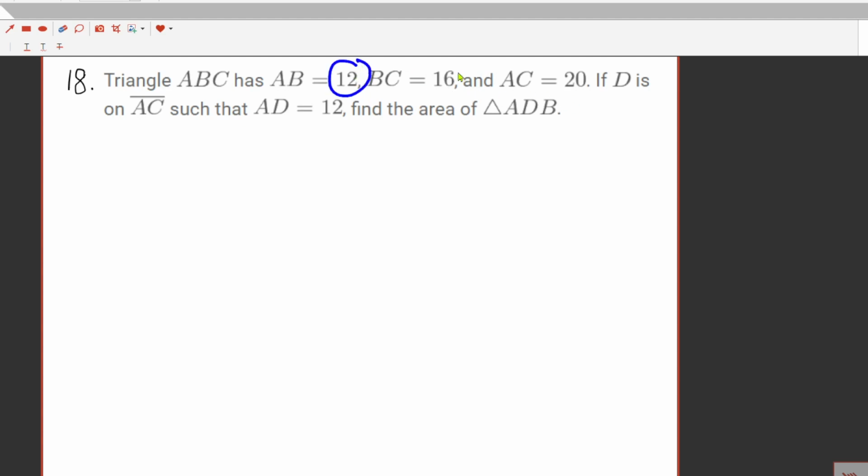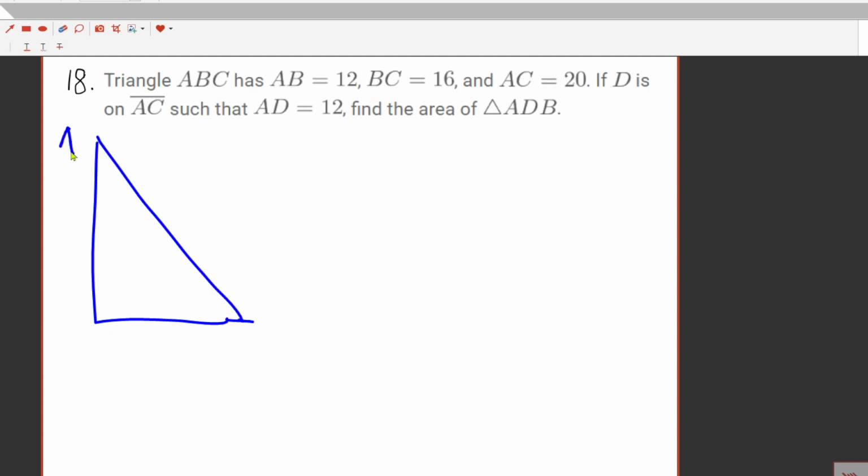Probably is, right? Because 12 squared plus 16 squared equals 20 squared. Or if you divide each side by 4, you will have 3, 4, 5, right? So triangle ABC is actually a right triangle. Okay, AB is a shorter side, which is 12. BC is 16. AC is 20.